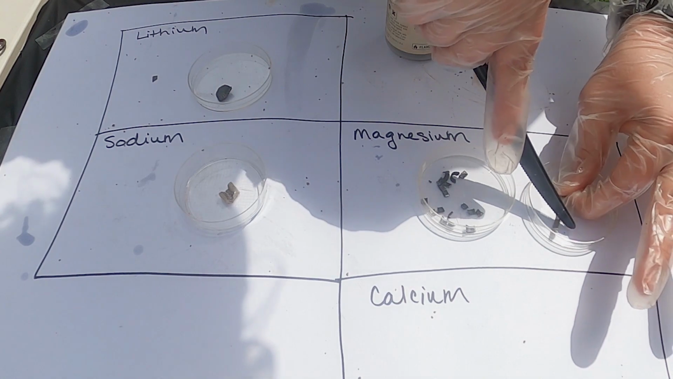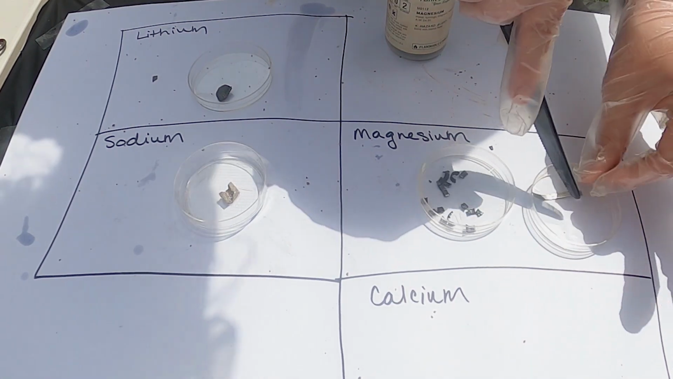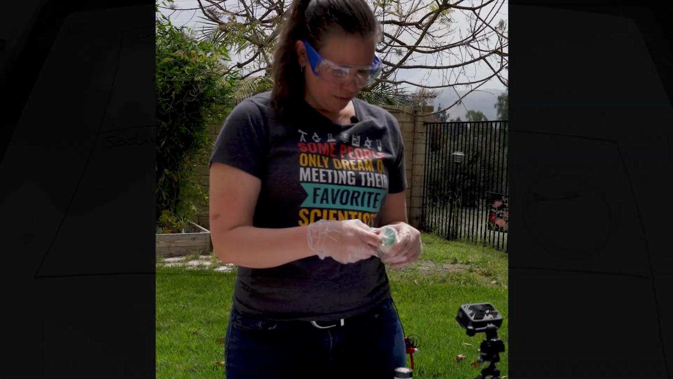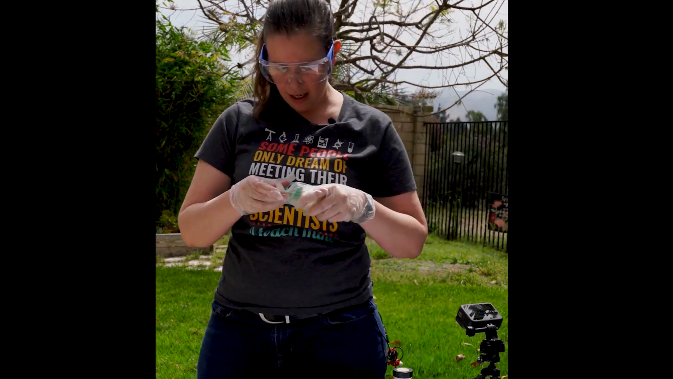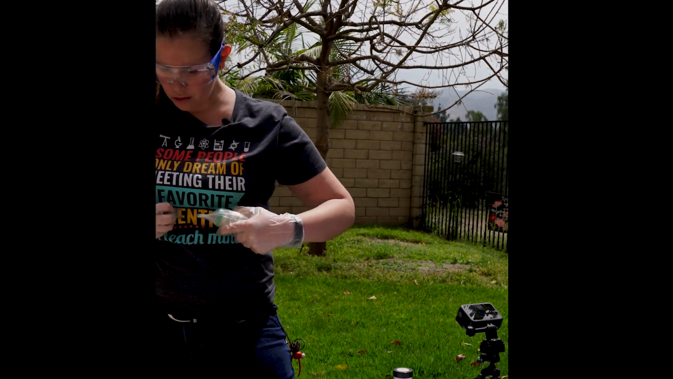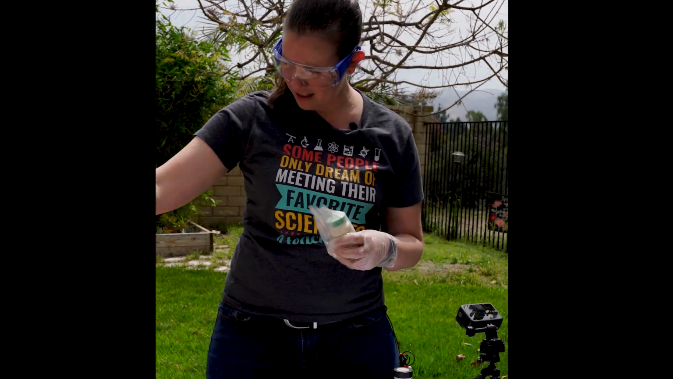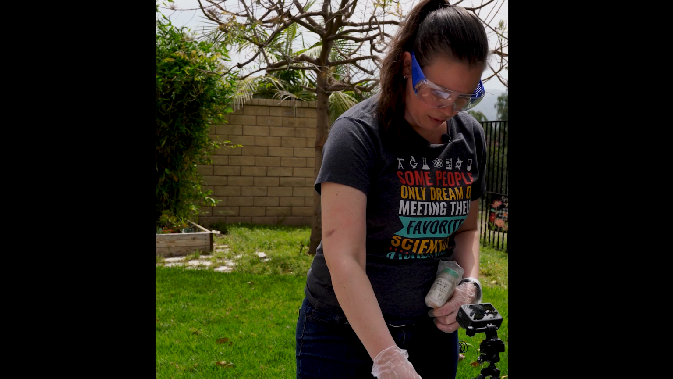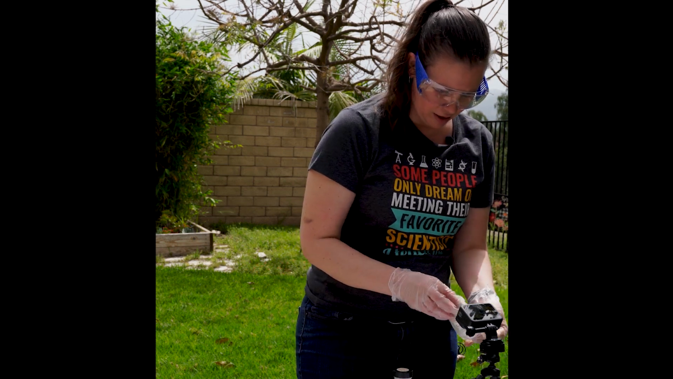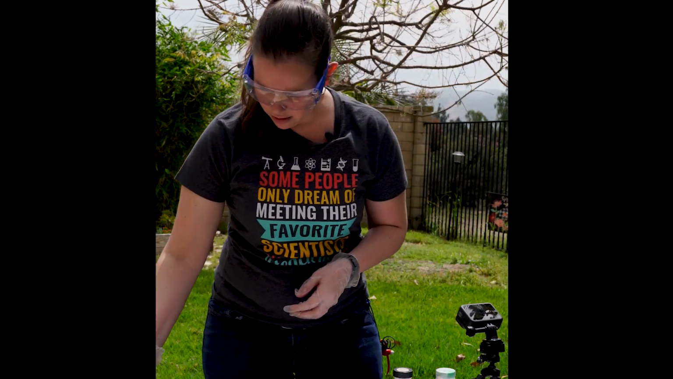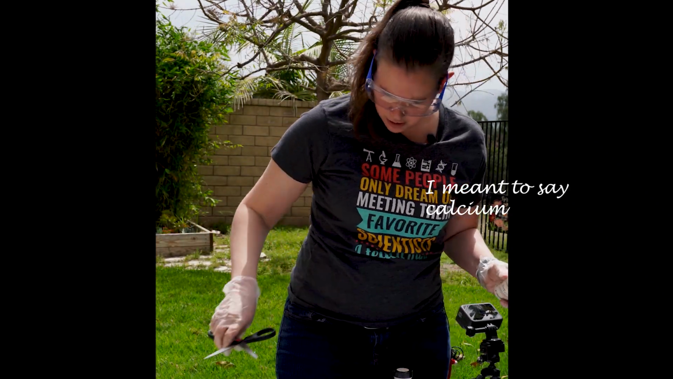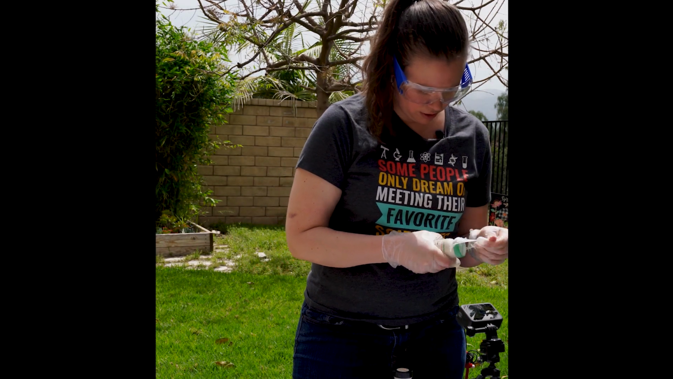But notice I still can't really cut the ribbon, so it's not as soft as you're going to the left on the periodic table. And then last but not least, we have calcium. Calcium is stored in a little baggie. So it is one more security, but it's not in the paint cans like the sodium and the lithium were. It is in an extra bag as opposed to the magnesium that just had the parafilm. But the magnesium does have parafilm as well. So we're going to take that off first.